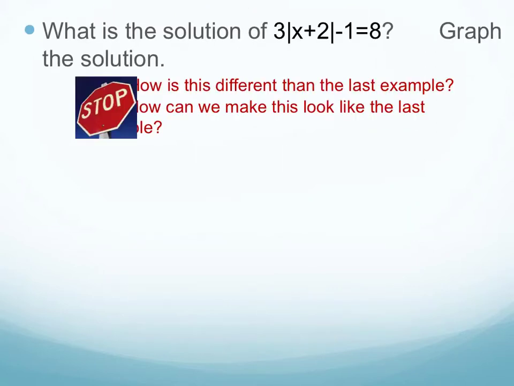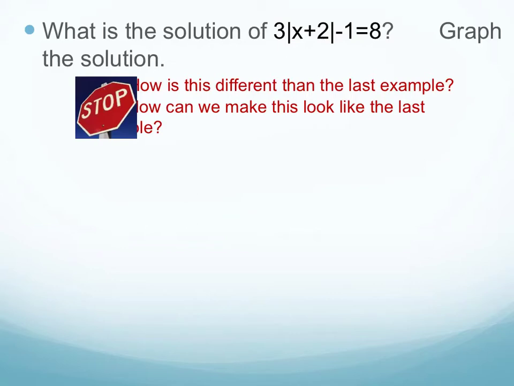Alright, now here I have 3 times the absolute value of x plus 2 minus 1 equals 8. So obviously this looks different. So we have to stop and think about how this is different than the last example. Well, the last example didn't have anything multiplied in front of the absolute value and didn't have anything subtracting. So I need to isolate the absolute value bars before I can break it into my two mini equations. That's the most important thing.